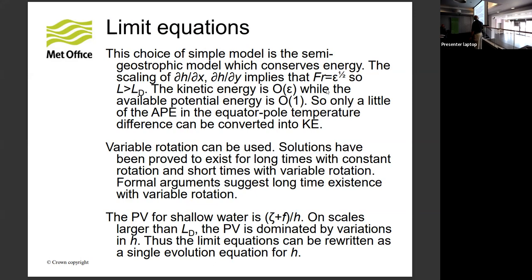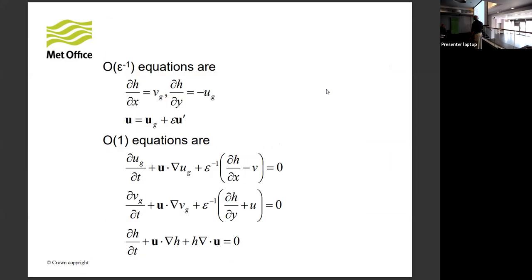Now, I'll probably mention the other case at this point. In order to get the Froude number equal to 1, I need to say that the mean value of h is larger than its variation. And that's what leads to quasi-geostrophic theory.